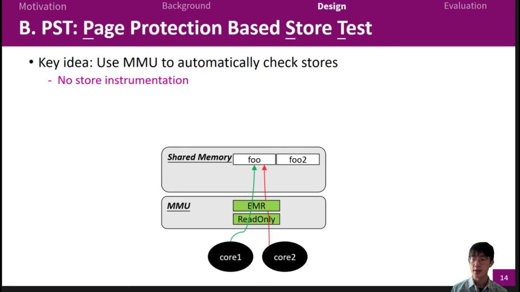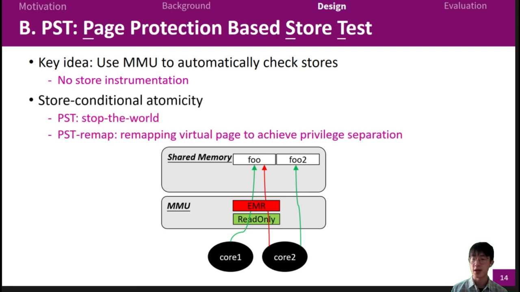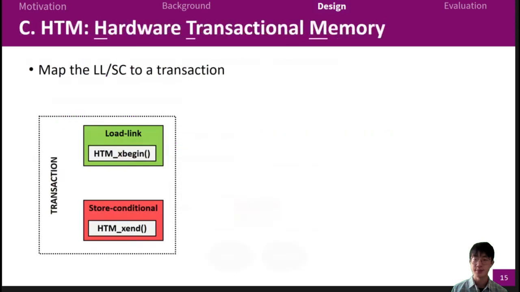Then, if another core wants to update the atomic variable, it triggers a page fault, and the EMR is then marked as invalid. In comparison, stores to other locations won't trigger any page fault and are free from instrumentation. To maintain the atomicity of SC, the PST scheme stops the world to prevent any race condition, and PST remap uses the remap system call to remap a virtual page to another virtual address to get thread-level privilege separation. Details are in the paper.